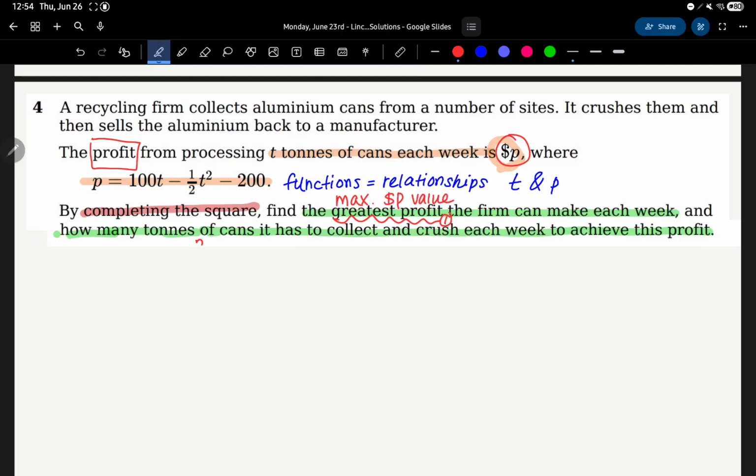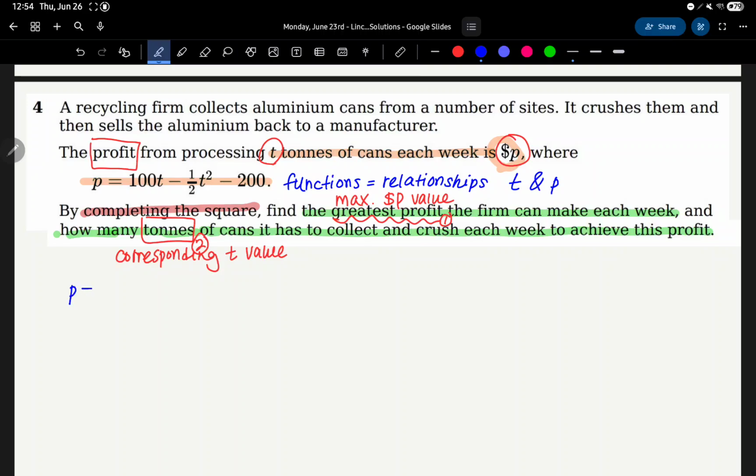What is the other information it's looking for? How many tons. How are the tons represented? It's one of the variables in the function, right? So T tons. So when we find the maximum P value, we're finding the corresponding T value also. So how do we solve this? Don't think of it as too complex a question. Let's look at it one by one. Let's start by completing the square, because that's what it's telling us to do.